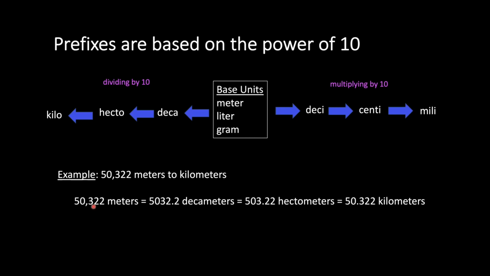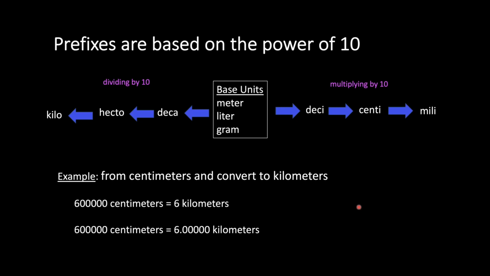To get it into deca, 5,032.2 decameters. Now to go to hecto, 503.22 hectometers. Now the kilo, the last step, 50.322 kilometers. You also may have noticed now, you can also move the decimal place by using this concept, the step concept.